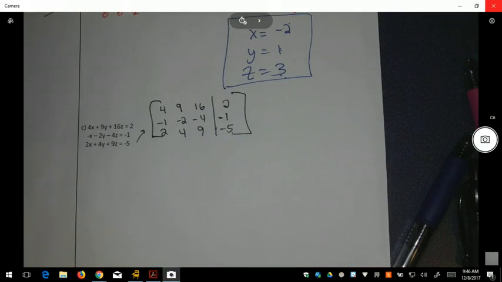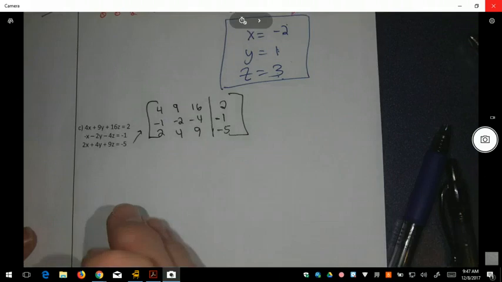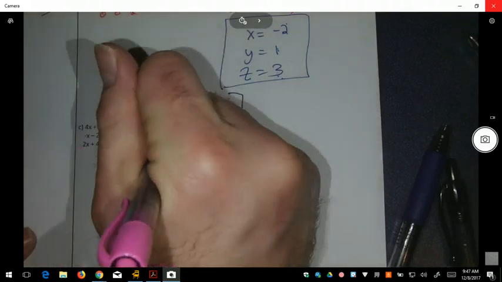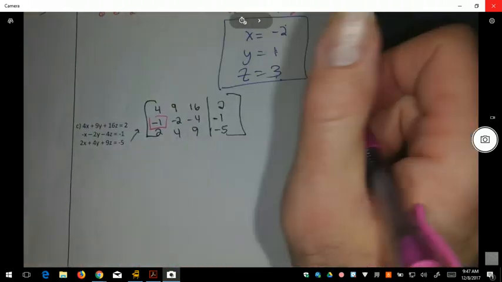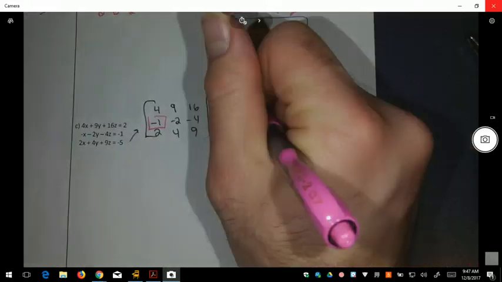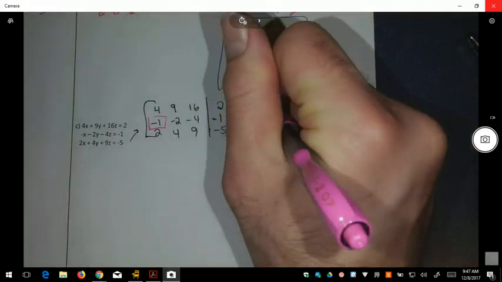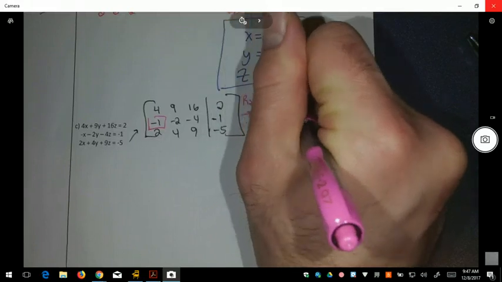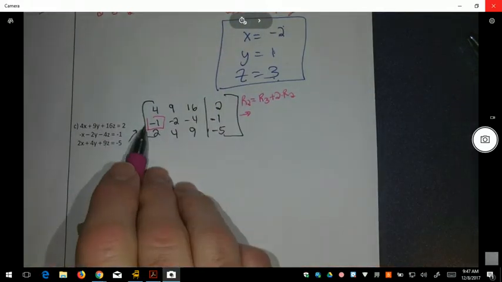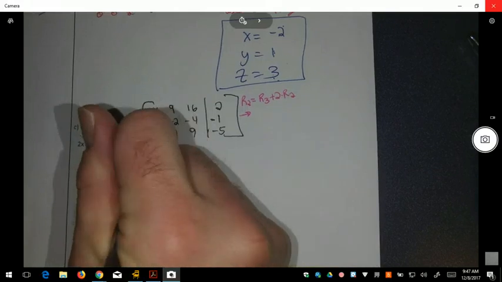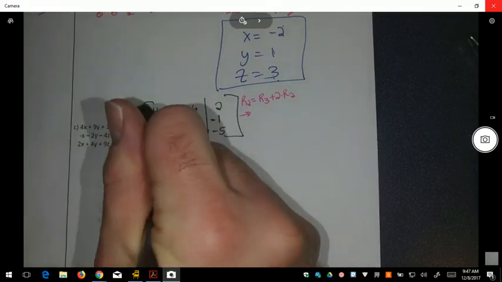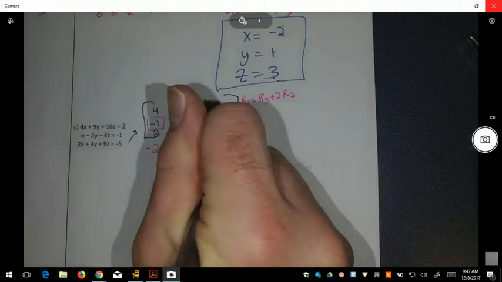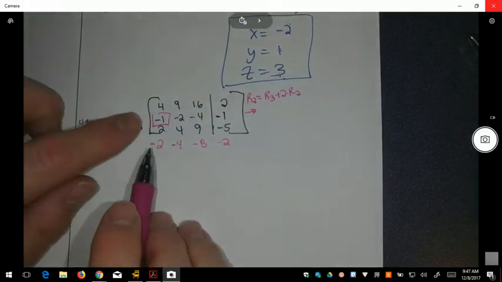All right, so I am going to use row 3 and row 2 to replace row 2 in my first step. And that's where it's going to get interesting. And you're like, why is that going to get interesting? You'll see. Row 2 is going to be the current row 3 plus 2 times row 2. Since the signs are already opposite, I just have to multiply this one by 2. I'm going to do that work right underneath. That's -2, -4, -8, -2. That's this times 2.